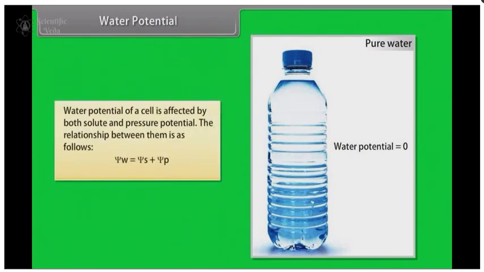Water potential of a cell is affected by both solute and pressure potential. The relationship between them is as follows.